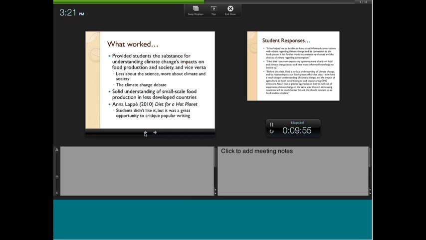Here, I just want to think a little bit about what worked out of all that. I think we did a really good job of providing students with the substance, with the information for understanding climate change impacts on food production and society, and vice versa. As I mentioned before, it was probably a little bit lighter on the science side and stronger on the environmental studies side, but this was really, I think, what the students wanted out of this class. So more on thinking about climate change impacts on food production and society.